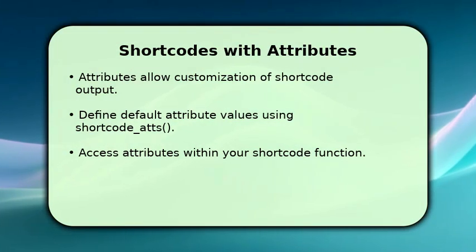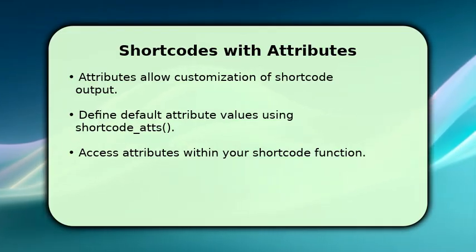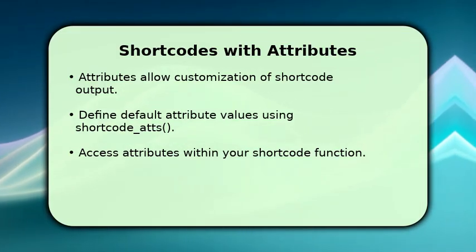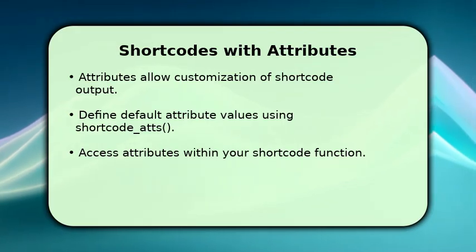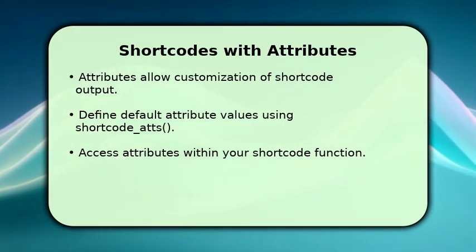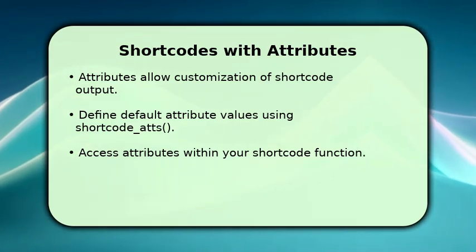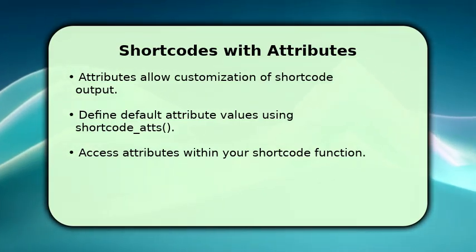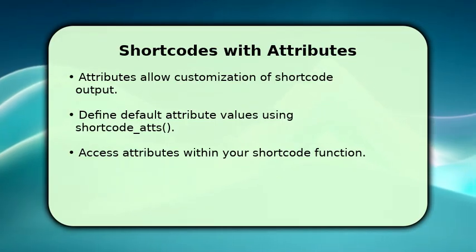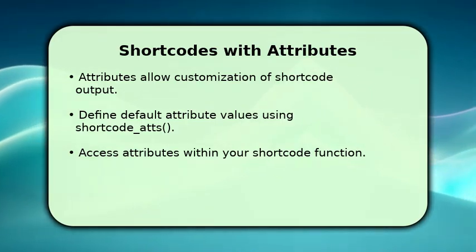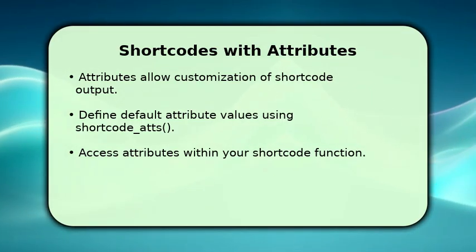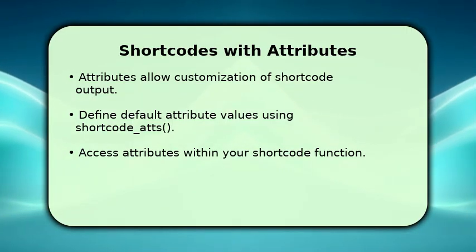Shortcodes become even more powerful when you add attributes. These are like parameters that let you customize the shortcode's behavior or appearance. For instance, a button shortcode might have attributes for color or text. Inside your shortcode function, you'll use shortcode_atts to define default values and merge them with any user-provided attributes. This ensures flexibility while maintaining control over the output, offering many customization options.